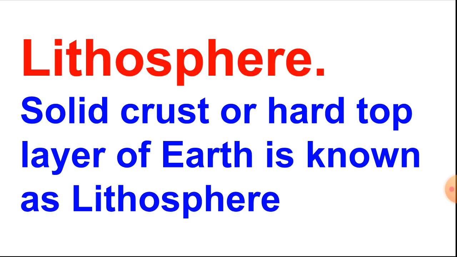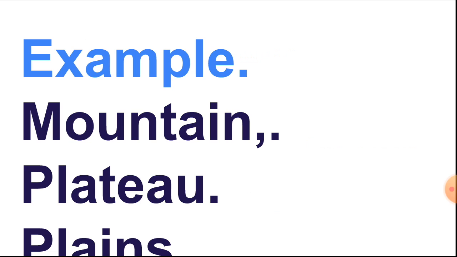First is lithosphere. Lith means stone or rock. You studied about Neolithic and microlithic. Lithosphere means the solid crust or hard top layer of earth. It is a very rough part of earth, the hardest part of earth. Mountains, plateaus, and plains are examples of the lithosphere.